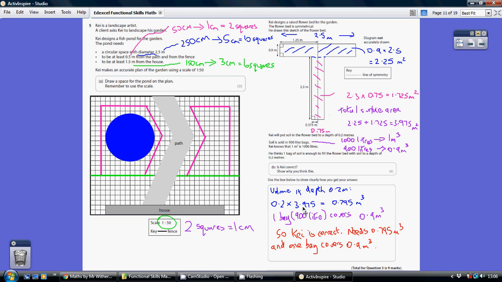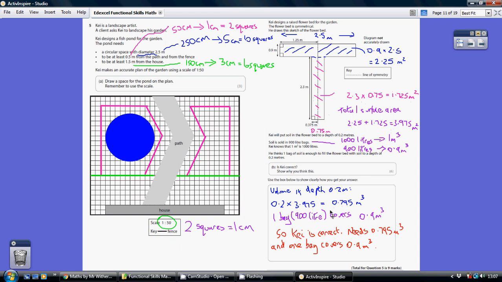So if we then go and put the soil 0.2 meters deep, the volume of soil we're going to need is 3.975 times our 0.2, which is 0.795 meters cubed, or if you like, 795 litres. Now each bag contains 900 litres, which dividing by 1,000 is 0.9 meters cubed. So we need soil to the volume of 0.795, and a single bag is 0.9. So yes, we do have enough.